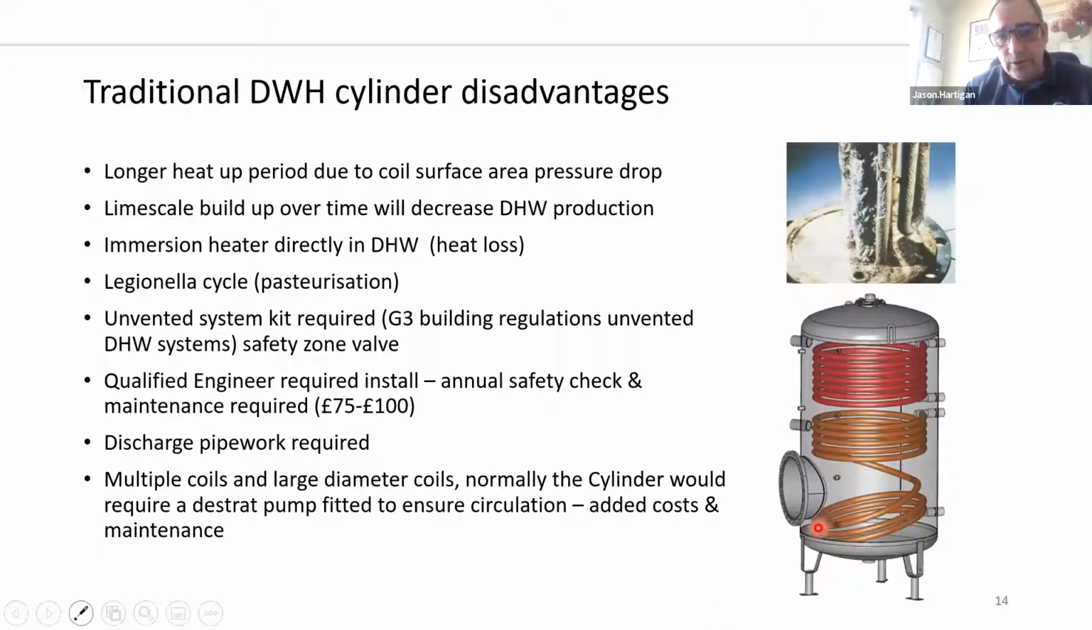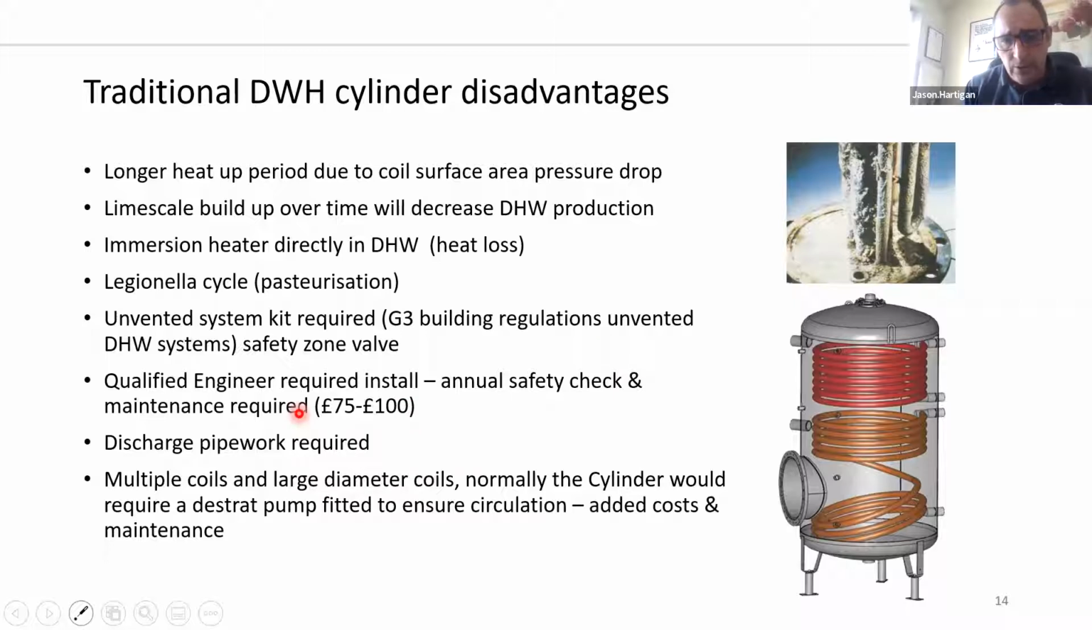You've got to consider Legionella cycles, particularly in commercial buildings. And you've got to have little bits of other kit that goes with the cylinder, and that's down to the G3 building regulations. If it's unvented, and what we mean by unvented is it's basically a sealed system, you've got to have certain safety valves, you've got to have an unvented system kit with expansion vessels, etc., etc.